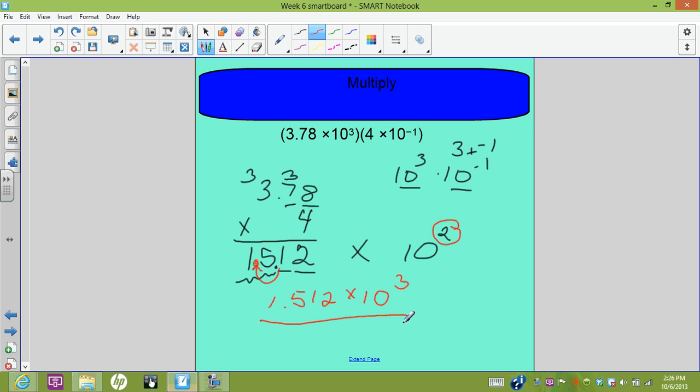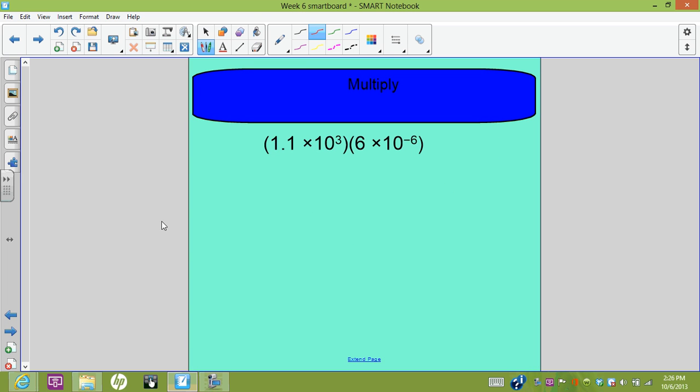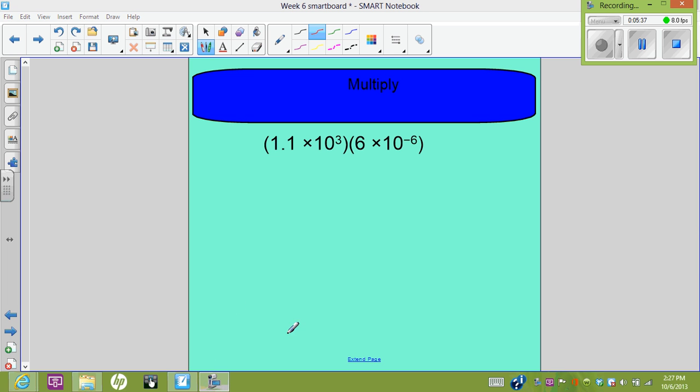Hopefully you wrote all those steps down in your notebook. If you didn't, you should have. So we're going to move on to our next problem, another example of multiplication. And I want you to go ahead and try this one first on your own in your notebooks. See if you can solve it. Pause the video, and then I'll show you the correct answer. So you need to pause the video within the next 10 seconds.